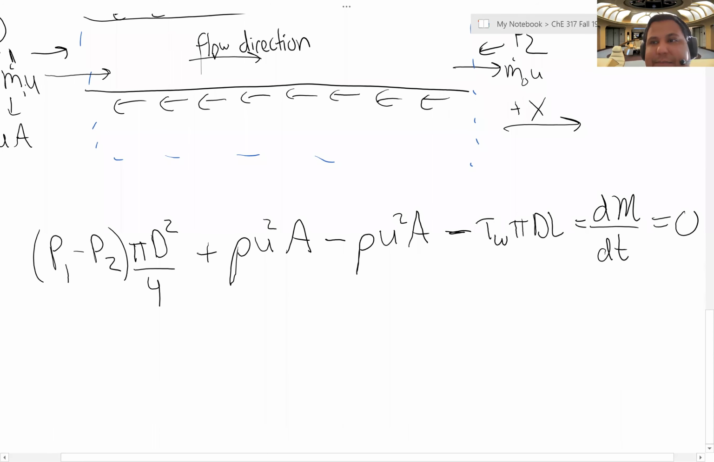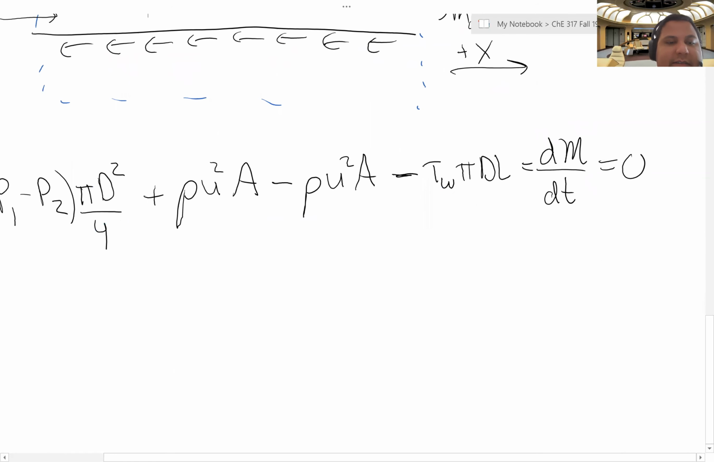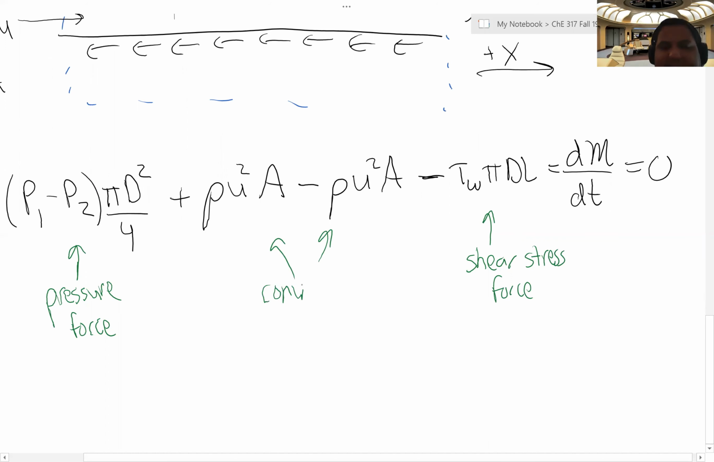And so let's take a breakdown of each of these terms. So this is the pressure force. Then we have our shear stress force. And then we have convective flow in and out of our system.